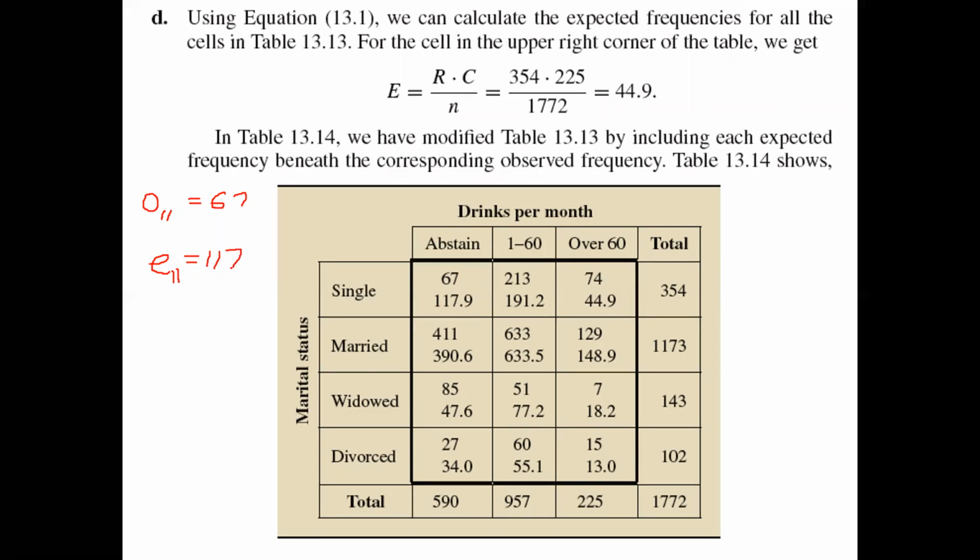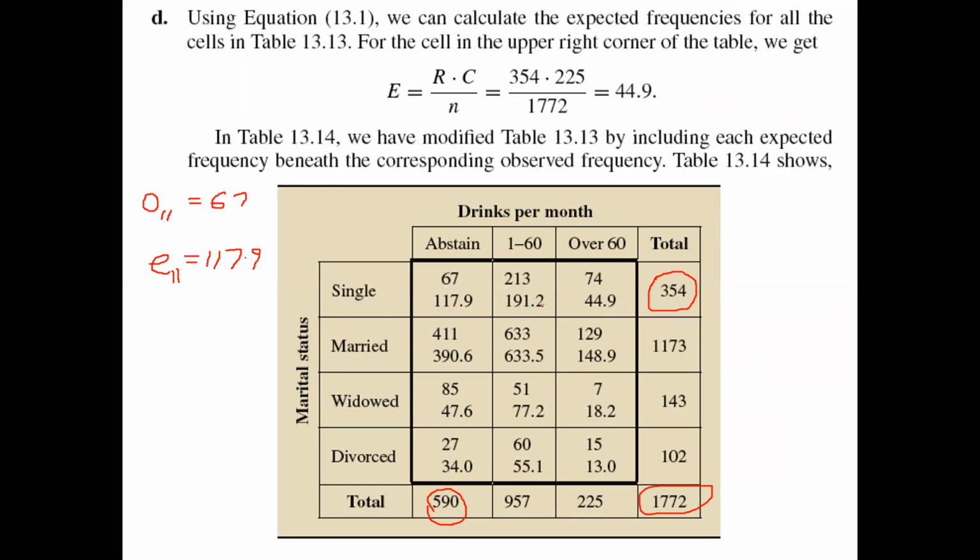How is 117.9 computed? Quite simple. 354 is multiplied by 590 divided by 1772. This ratio is 117.9. In the same way, we have to calculate all the expected frequencies: 191.2, 44.9, and the last expected frequency is 13. Now we have to calculate the chi-square values for each cell and check the assumptions.